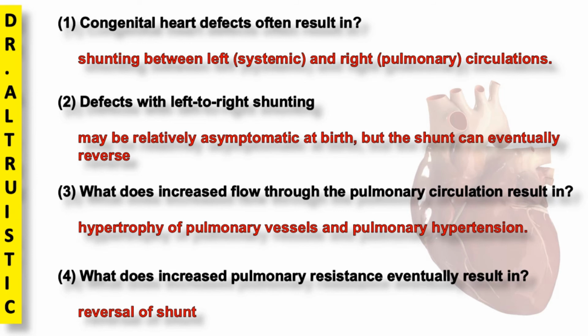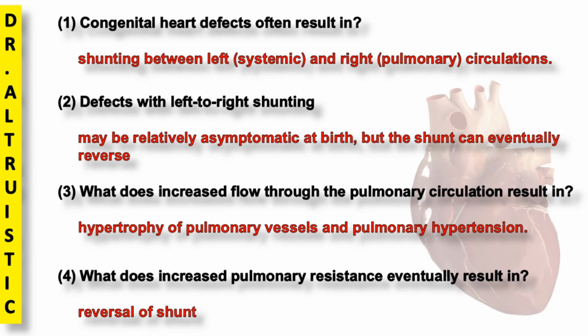One. Congenital heart defects often result in shunting between left systemic and right pulmonary circulations. 2. Defects with left to right shunting may be relatively asymptomatic at birth, but the shunt can eventually reverse.